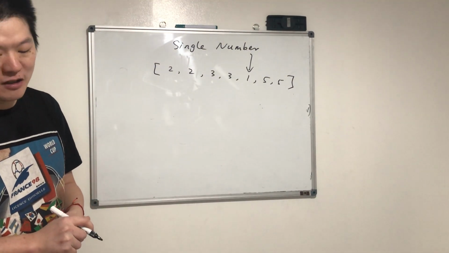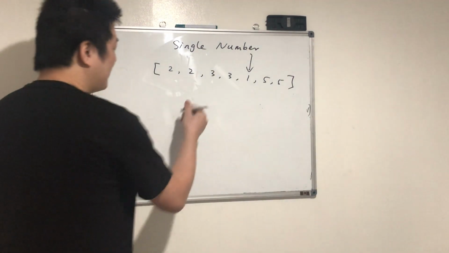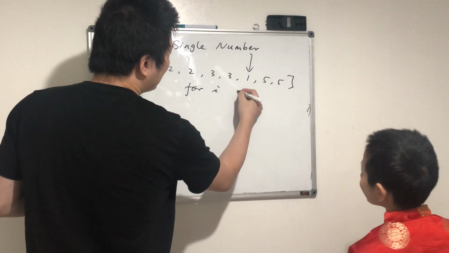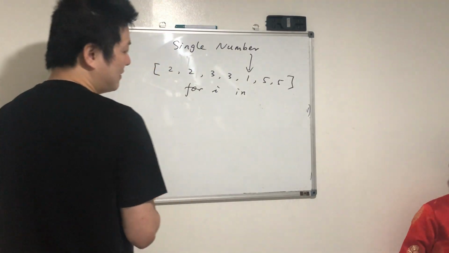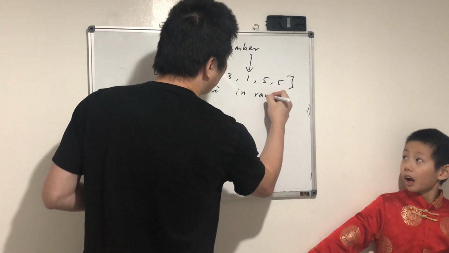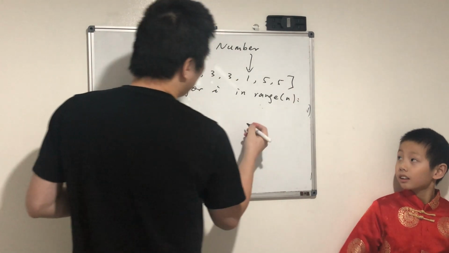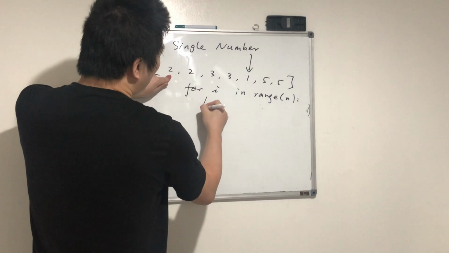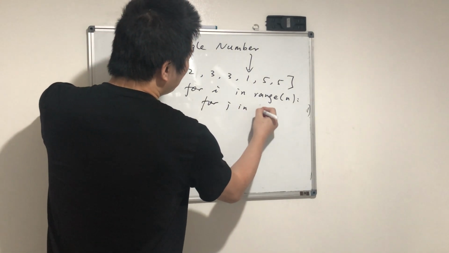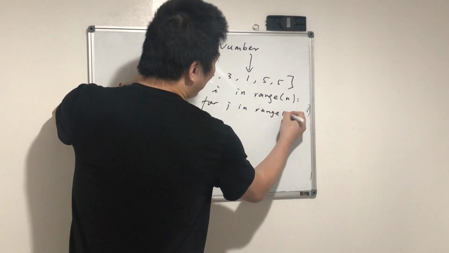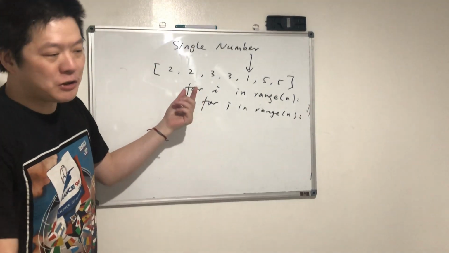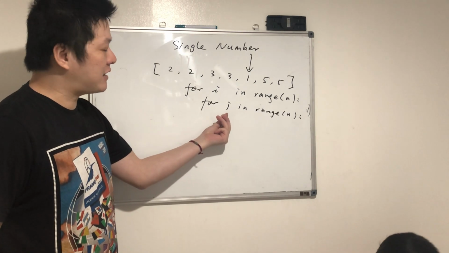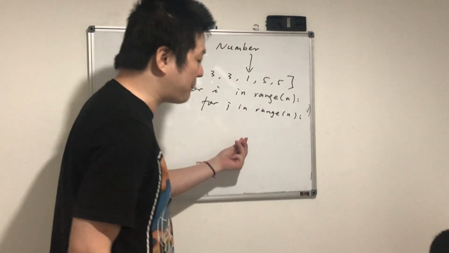Look. For i in range, let's say range n. Okay. Now I'm at i, and then now I need to check for j in range again n. Okay. But you need to exclude the case when i equals the j. It's the same number, right?